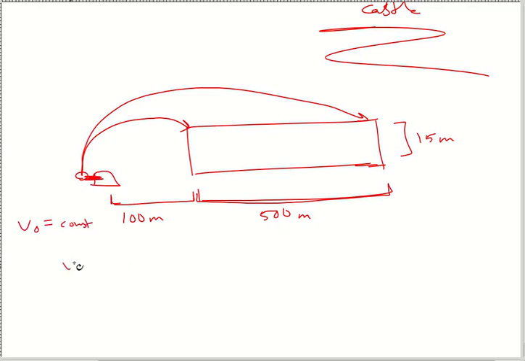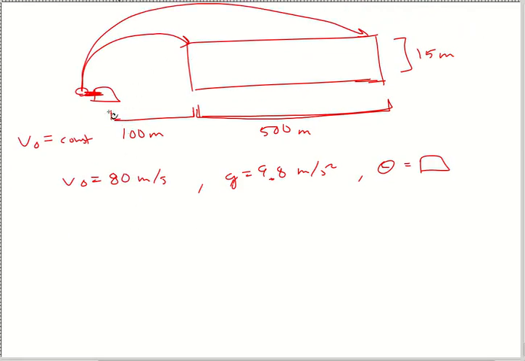I think they even tell it to you. V0's always going to be 80 meters per second. And of course gravity's always going to be the same as well, 9.8 meters per second squared. What you can change is the angle. So they're saying, what are the angles that would get it in there?